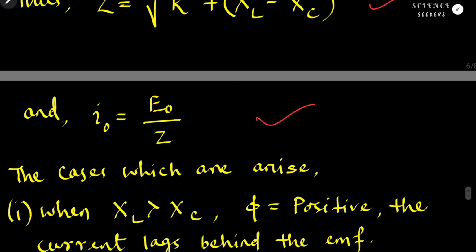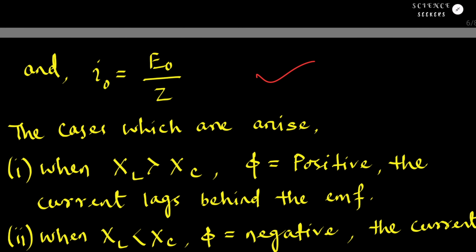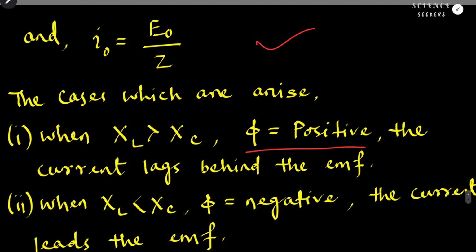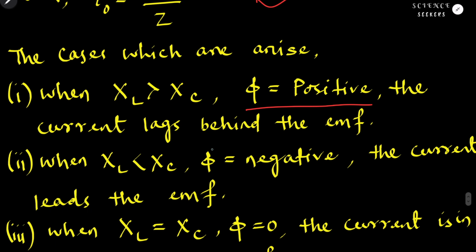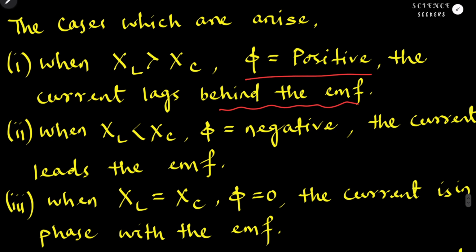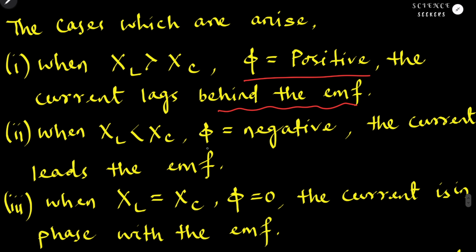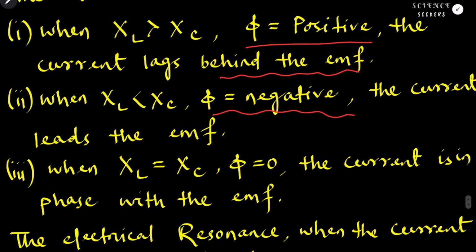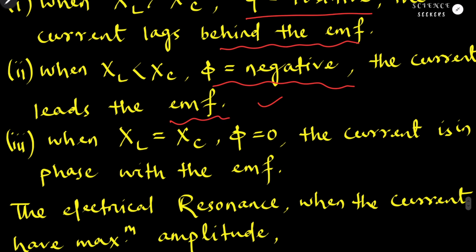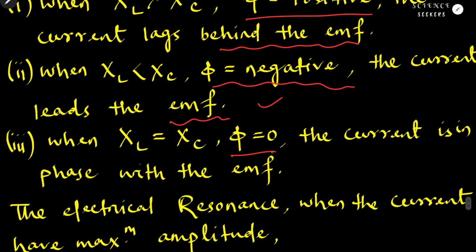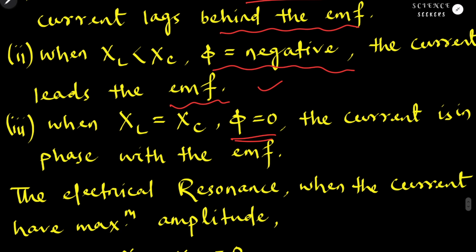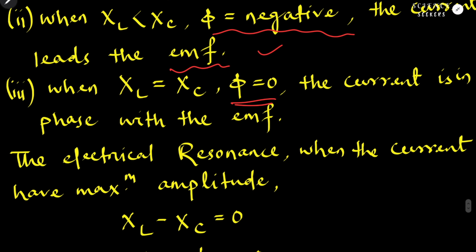And I naught equals E naught by Z. Now the cases arise. When XL is greater than XC, phi is positive, so the current lags behind the EMF. When XL is less than XC, phi is negative, then the current leads the EMF. When XL is equal to XC, phi is equal to 0, so the current is in the same phase as the EMF.